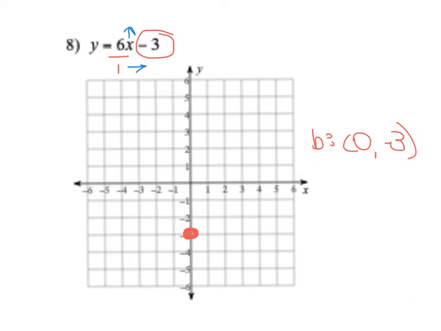So let's go ahead and do that. 1, 2, 3, 4, 5, 6, and then to the right 1, so that puts my second point there. Draw my line through the points and make sure I've got arrows on each side.